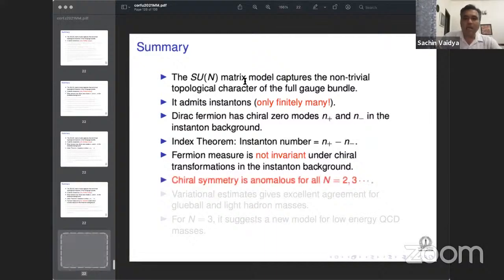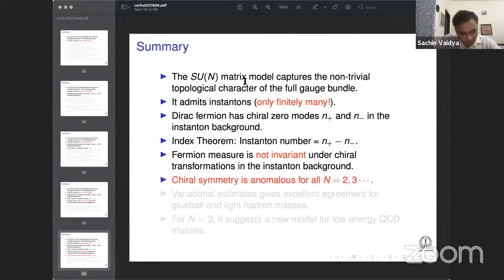So therefore, chiral symmetry is anomalous for all n, even for small n, n equal to 2, n equal to 3. For every n you like, chiral symmetry is broken. So that was what I described to you earlier.